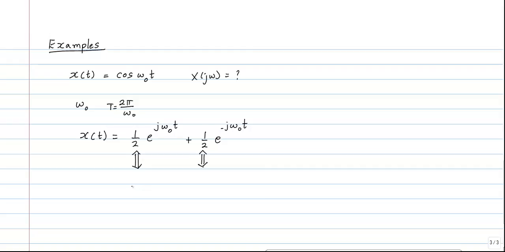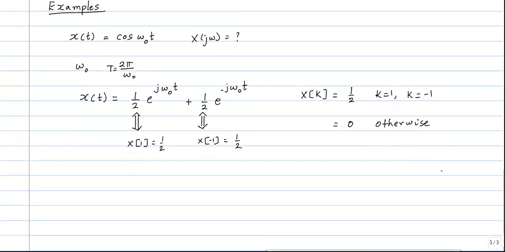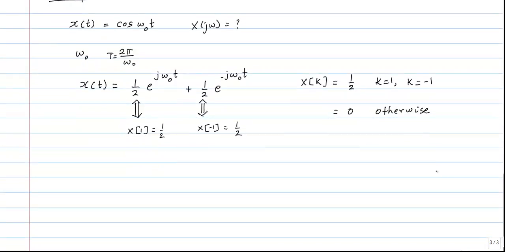Now the first term corresponds to k equal to 1, so this means that X of 1 is 1/2. The second term corresponds to k being negative 1, so this tells us that X of negative 1 is also a half. Therefore X of k is half if k is equal to 1 or k equal to negative 1, and it's 0 otherwise. Okay, now these are the Fourier series coefficients.